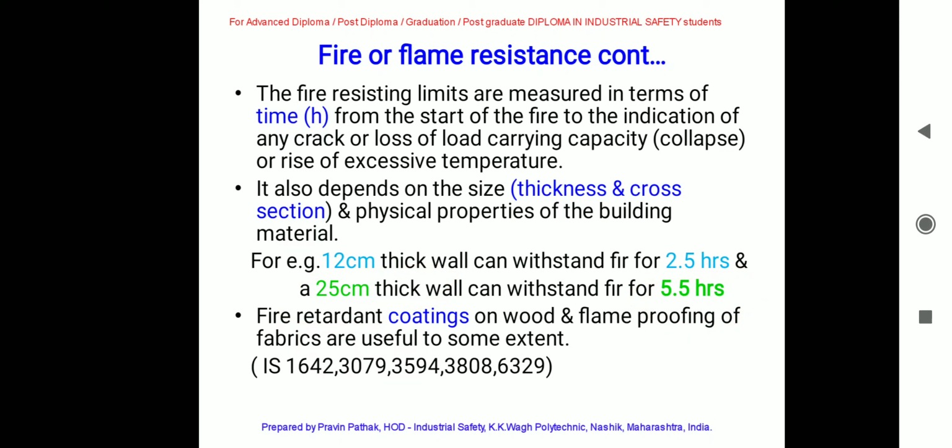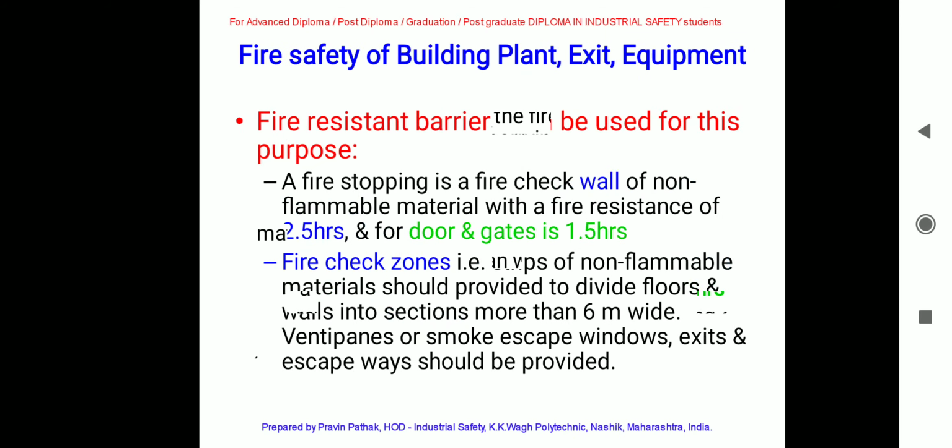So fire retardant coatings on wood and flame proofing of fabrics are useful to some extent. There are some coatings, paints, and surfactants which are fireproof or flame proof. For the detailing of these material coatings and paints, some IS standards are given, so you can refer to these IS standards for detailing purposes. So a fire resistance barrier can be used for this purpose.